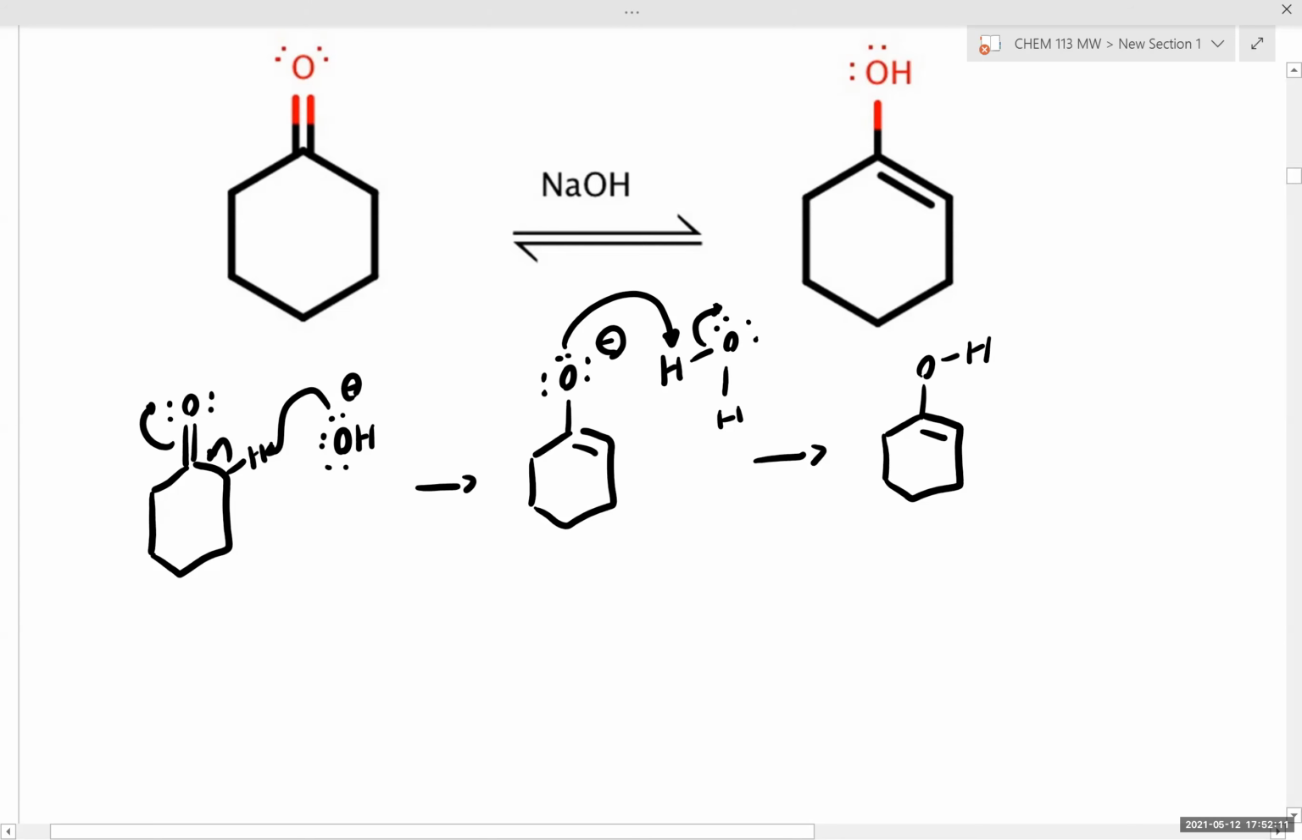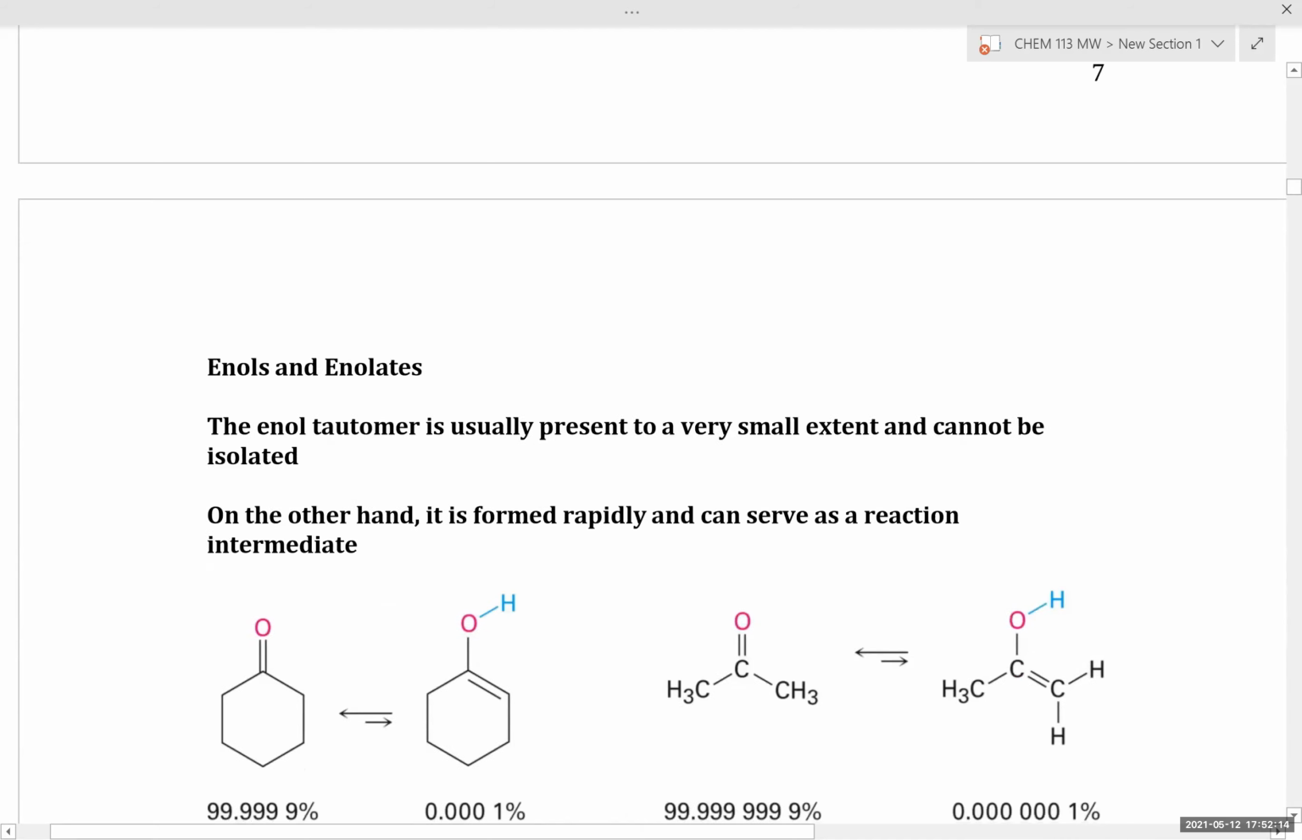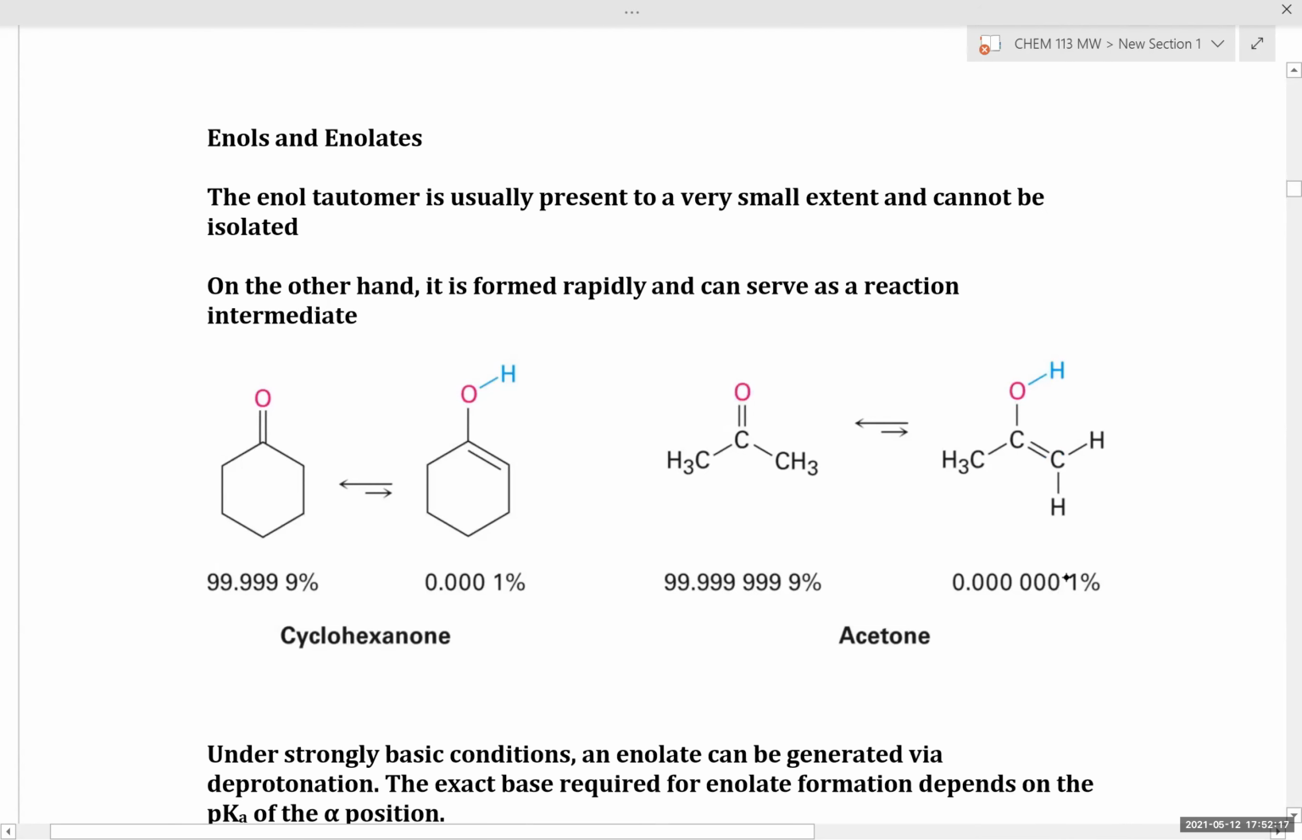Okay, so let's keep going then. And let's talk a little bit about enols and enolates. The enol tautomer is usually present to a very small extent and generally cannot be isolated as a single pure compound. You can observe the enol tautomer for some compounds by proton NMR and by IR in solution. What's important to note is even though we generate a small amount of the enol tautomer, the enol tautomer can serve as a reaction intermediate and can serve as a nucleophile for many common carbonyl alpha substitution reactions.